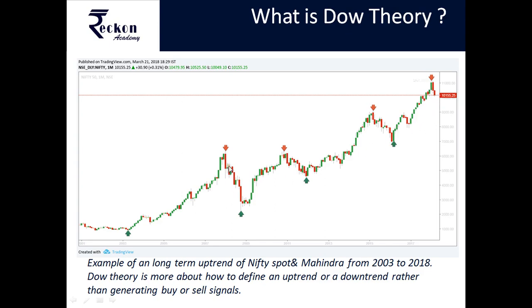In a similar way, if you look at the highs, the first high was made at the advent of the bear market of 2008. This is the peak of 2008. And in 2011 we made a similar sort of high, but immediately in 2014 we made a higher high, and currently in 2017 again we made a higher high. So basically this is a diagram of Nifty spot from 2003 to 2018, and Dow theory is more about how to define an uptrend or a downtrend rather than generating buy or sell signals.